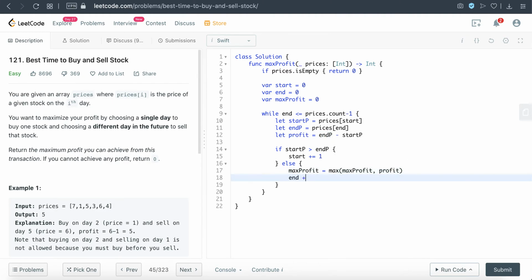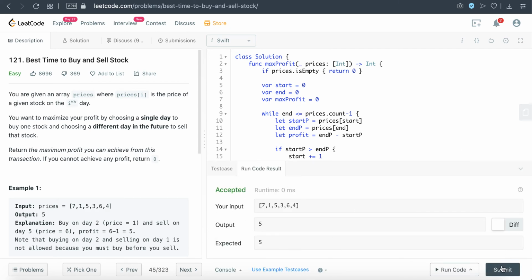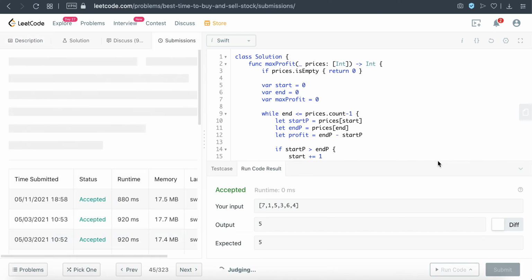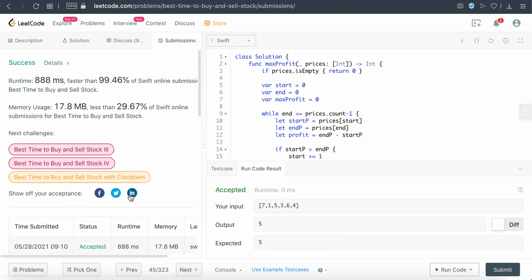And obviously we have to increment our end pointer as well, so that we continue traversing through the entire array, right? So once this while loop has broken out, once the iteration is done, we should have the maximum profit here. So we can just go ahead and return that, and that should be our answer. Let's try. There you go, it's accepted. Let's run this. There you go, it's the correct answer.